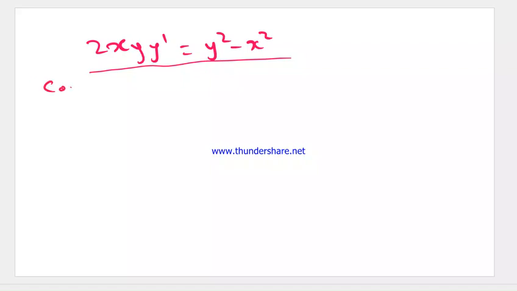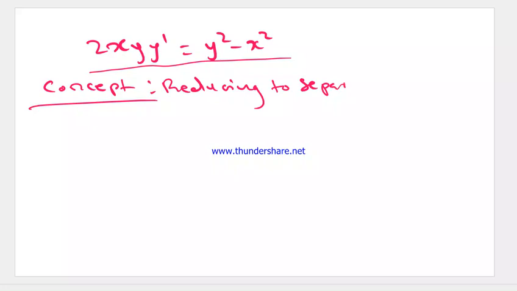As a result of that, we need to develop a concept. That is, reducing to separable form, because we cannot solve it practically if we don't separate the variables or the like terms. So how does it work? It says if y prime can be expressed as a function of y over x, then we can reduce to separable form.